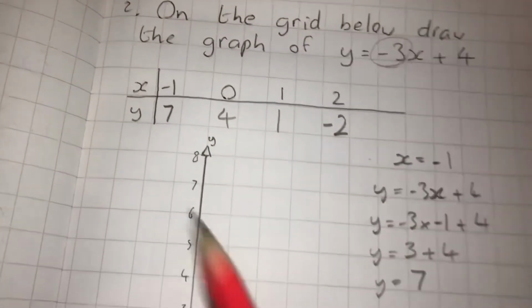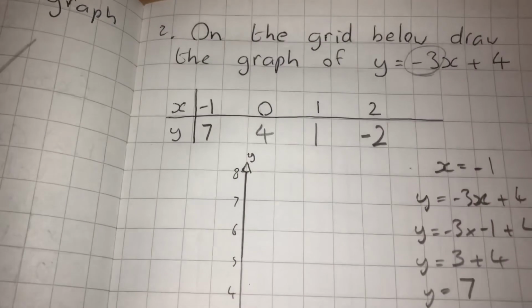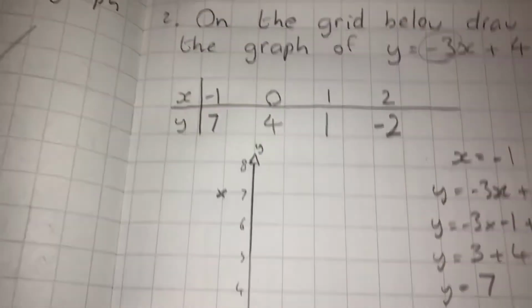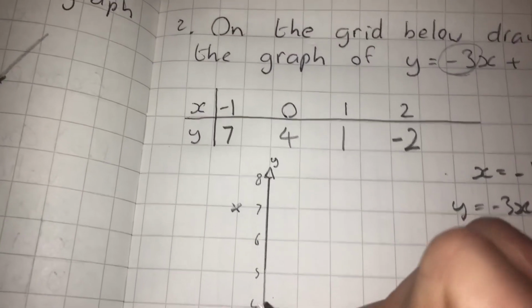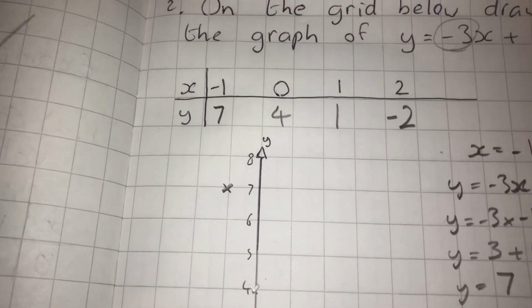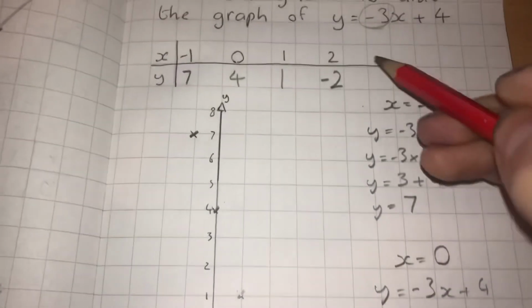All right. These are our coordinates, so that's minus 1, 7. So minus 1 all the way up to 7. 0, 4. 0, and then all the way up to 4. 1, 1, and then 2 across and minus 2 down, and we end up with our straight line going down the way, negative gradient.